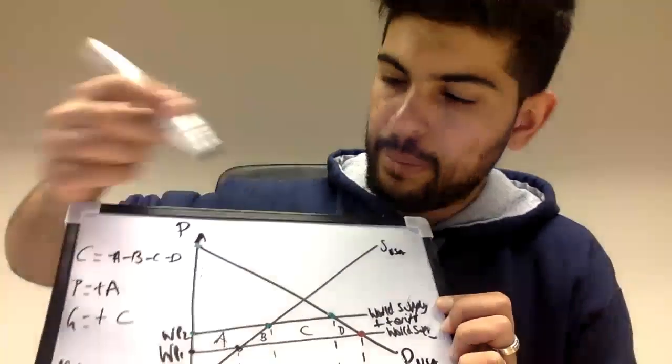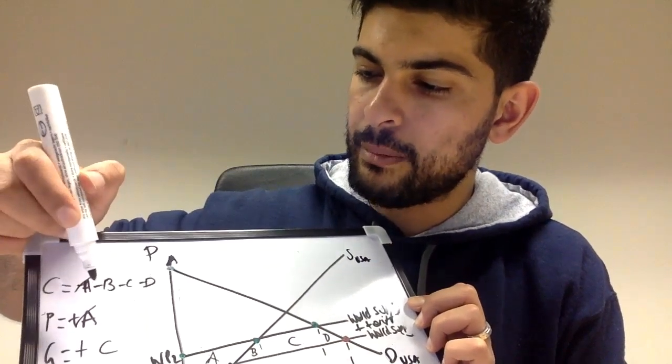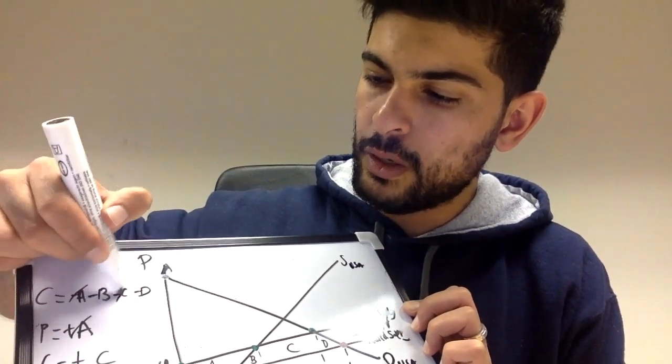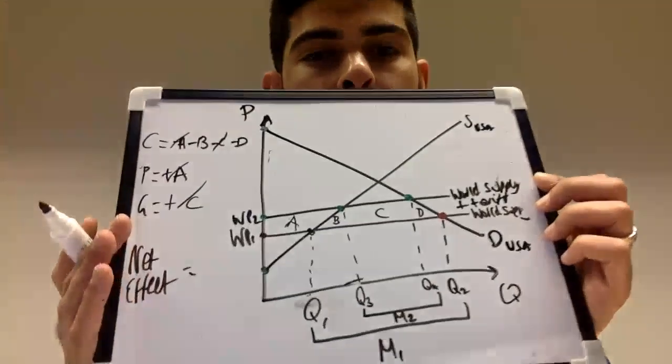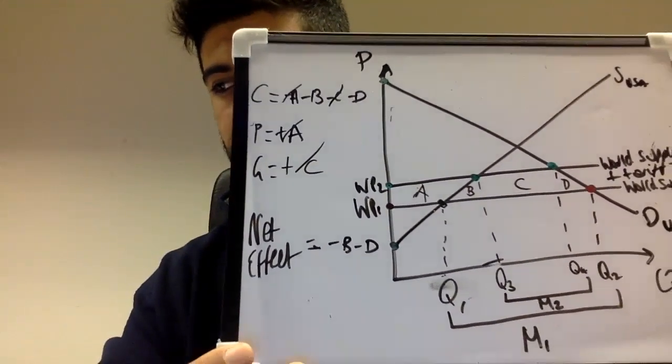Well, do you agree that minus A and plus A cancel each other out? So I can eliminate that minus A and plus A. Minus C and plus C also cancel each other out. What are you left with? You are left with 2 welfare loss triangles of minus B, minus D. The net effect of a tariff is necessarily negative because it means that there is minus B, minus D that has not been accounted for by the free market.